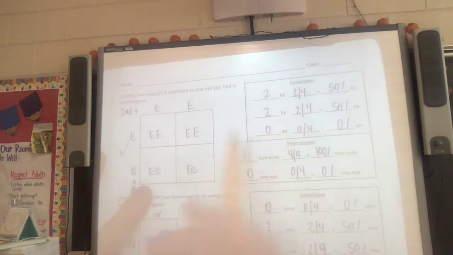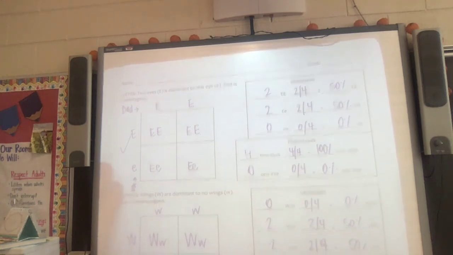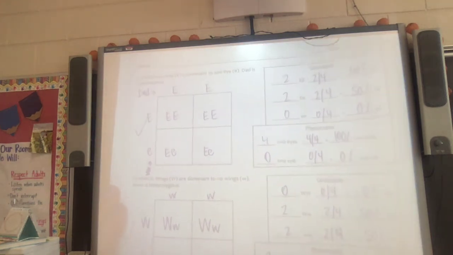Then we look here at the phenotype and we say, okay, if there's any dominant at all, it takes over. All 4 of mine have that capital E, so my baby monster is going to have 2 eyes. There's no chance it's going to have 1 because we have that dominant trait in all 4 of our parts, okay? Now, if we had had little e, then there would be a chance that it could have 1 eye, okay? So let's look back at our sheet.